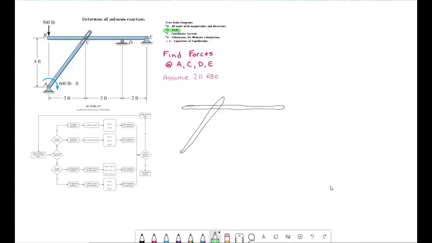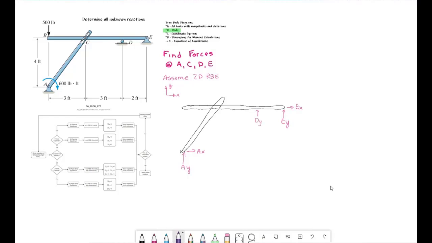And then let's throw a coordinate system on there. Standard XY. And let's talk about those loads. Down here at A, we have AY and AX. At E, that's a pin, so EY, EX. D is a roller, just resisting the downward motion.